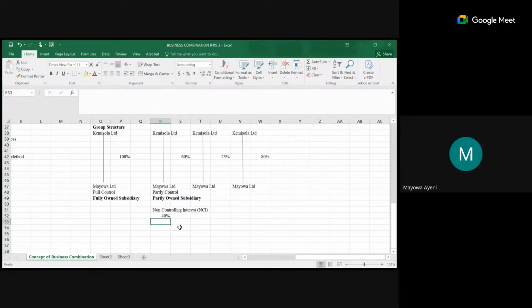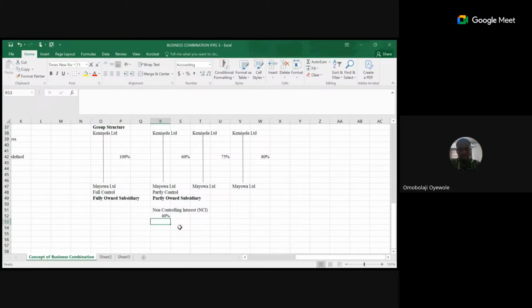Partly owned by Kemisola and other non-controlling interests. So, in the case of 60%, Kemisola and the NCI together own the group. Why? Because Kemisola has 60% and NCI has 40%. The way Kemisola bought shares is the same way NCI bought shares. It's just that NCI has below 50%, and Kemisola has more than 50%.